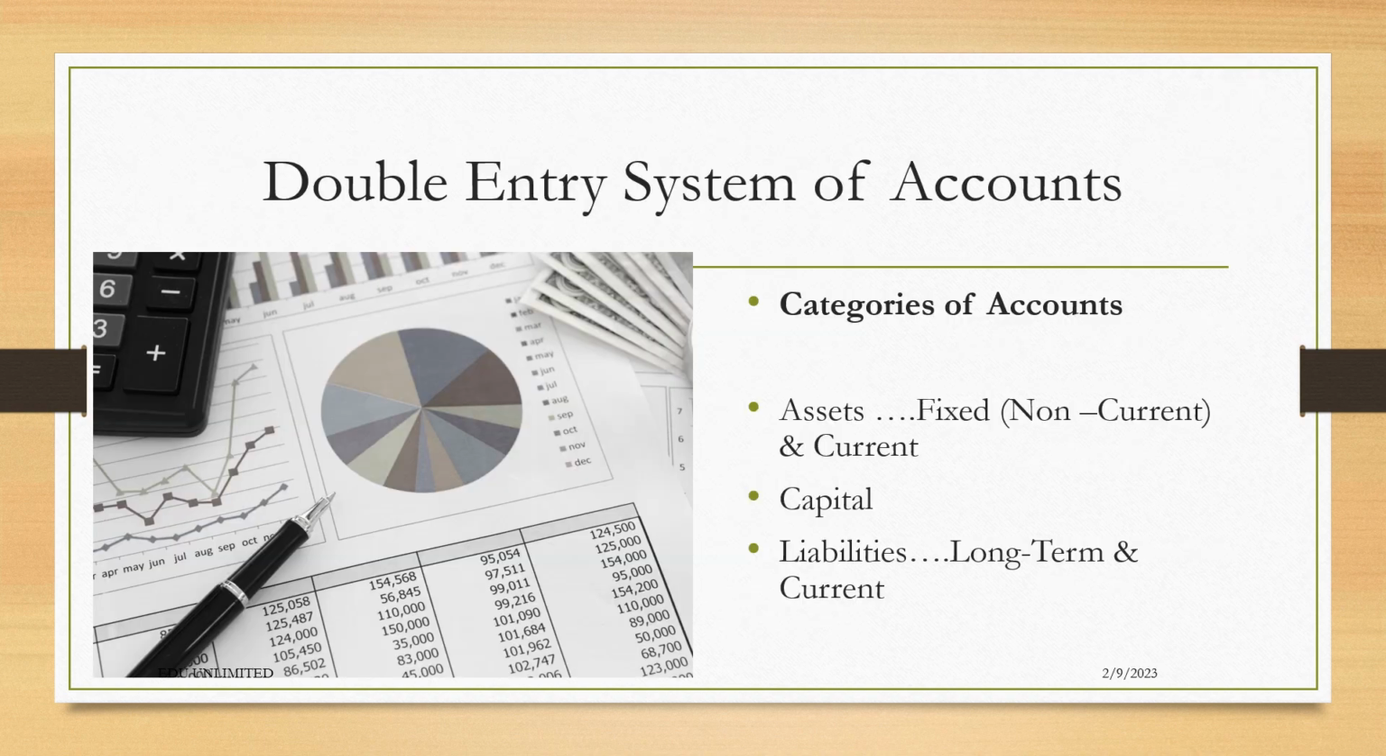Before we get into the details of the double entry system of accounts, it is important to look at some of the categories of accounts. From our last presentation, we looked at assets, and assets can be divided into two categories: fixed, also called non-current assets, and current assets. Liabilities is also another category of accounts, and liabilities can be divided into long-term and current liabilities. And then capital is another category of accounts.